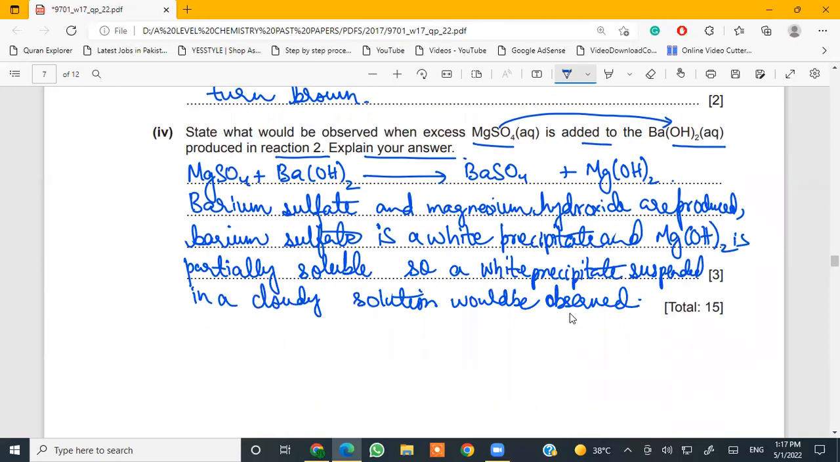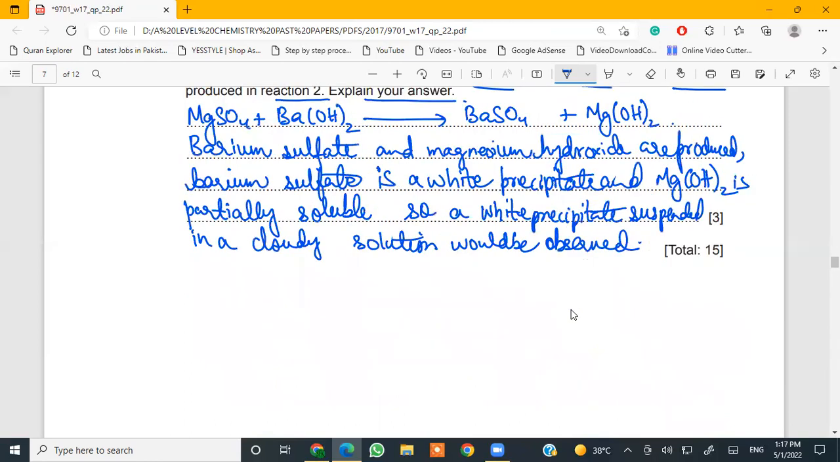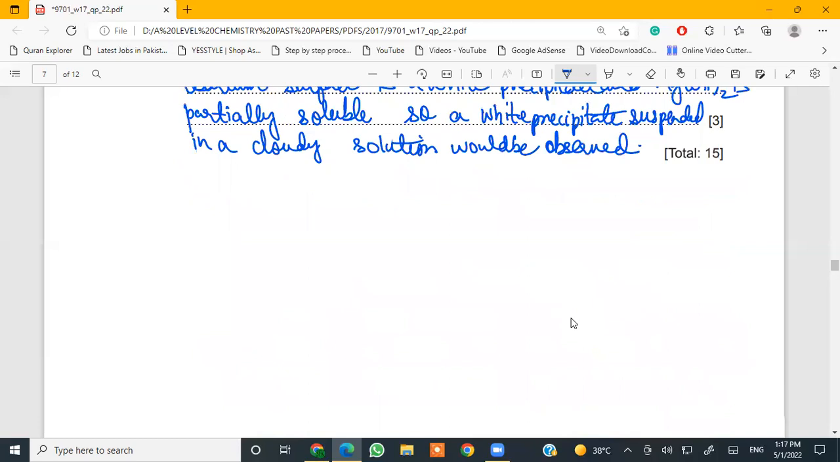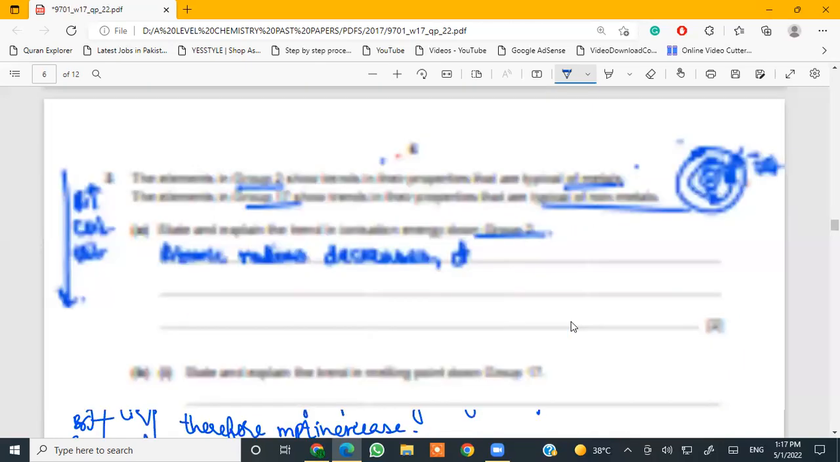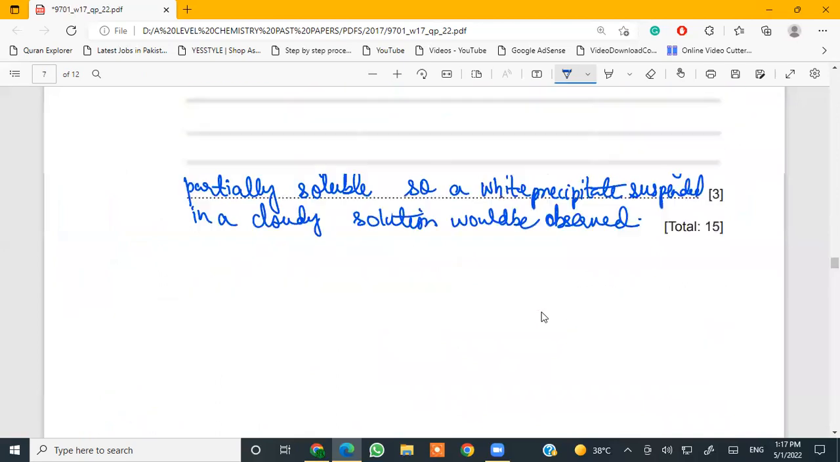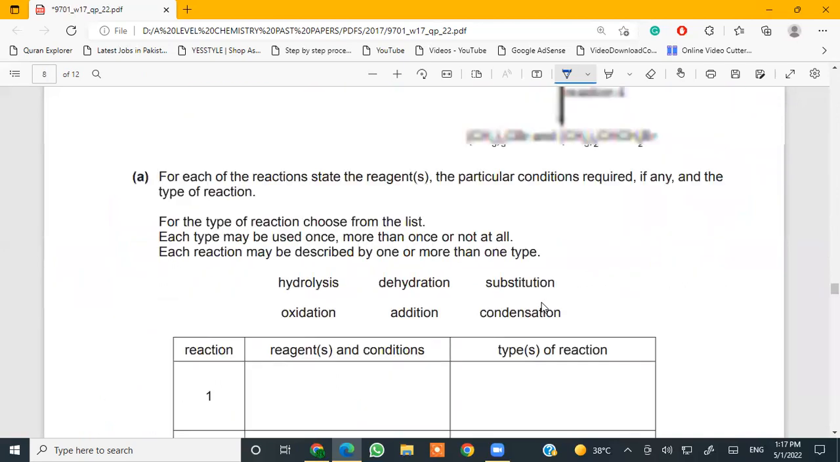Okay, you can also stop here. Okay, magnesium sulfate is a white precipitate and magnesium hydroxide is partially soluble. Solution turns cloudy or white precipitate is observed and stuff like that. All right, so we've done question 2. If you have a question 3, actually, if you have any questions or confusions, you guys can ask in the comment section. Now, question 4.